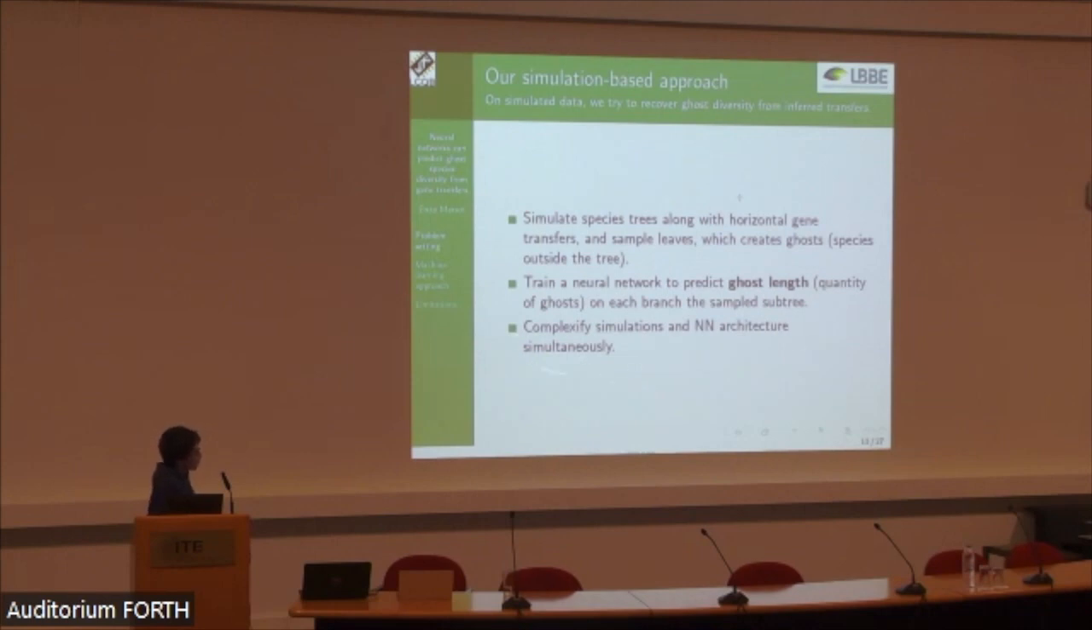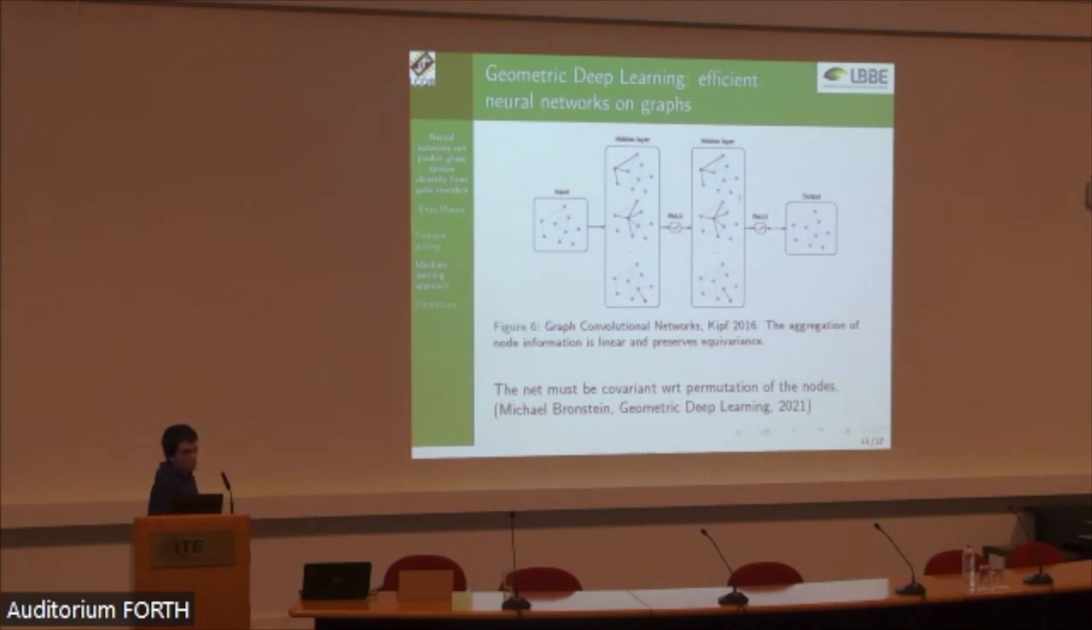We then complexify simulations, varying various parameters and the network architecture simultaneously. So what we need to do is take into account the inductive biases of our problem, the properties of our problem. We are working on graphs, more specifically trees, so we need our model to be equivariant with respect to permutation of the nodes. If we just change the representation of the tree, we should not obtain a different result. That's why we use graph neural networks.